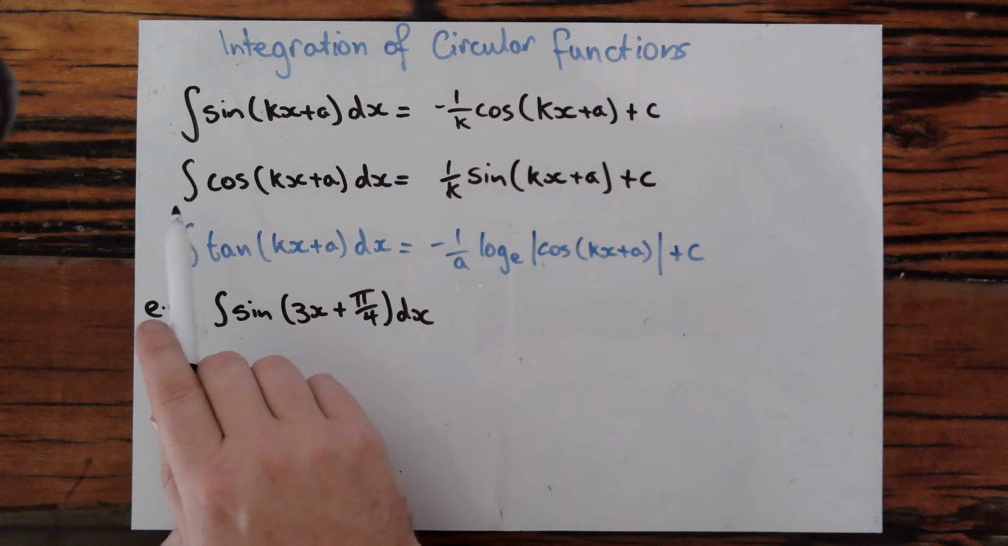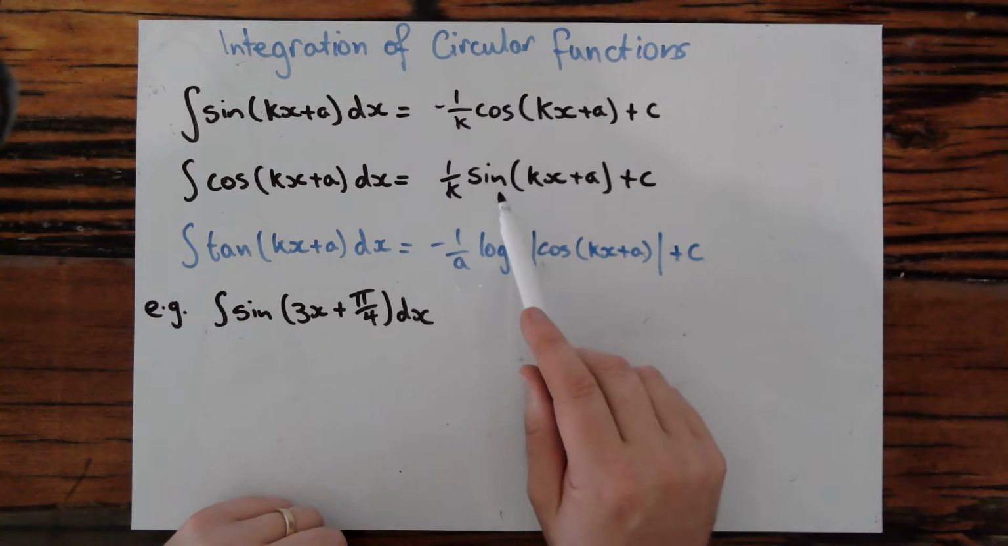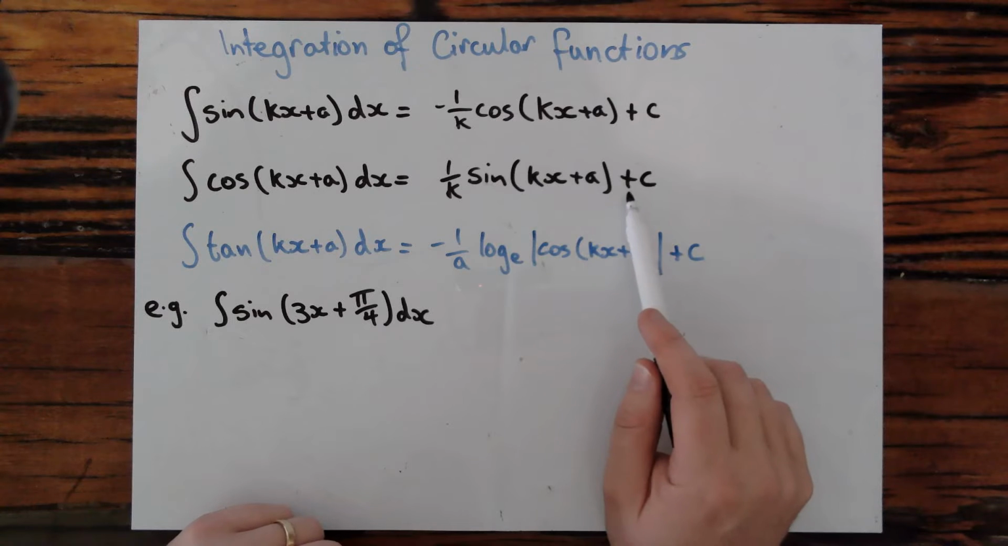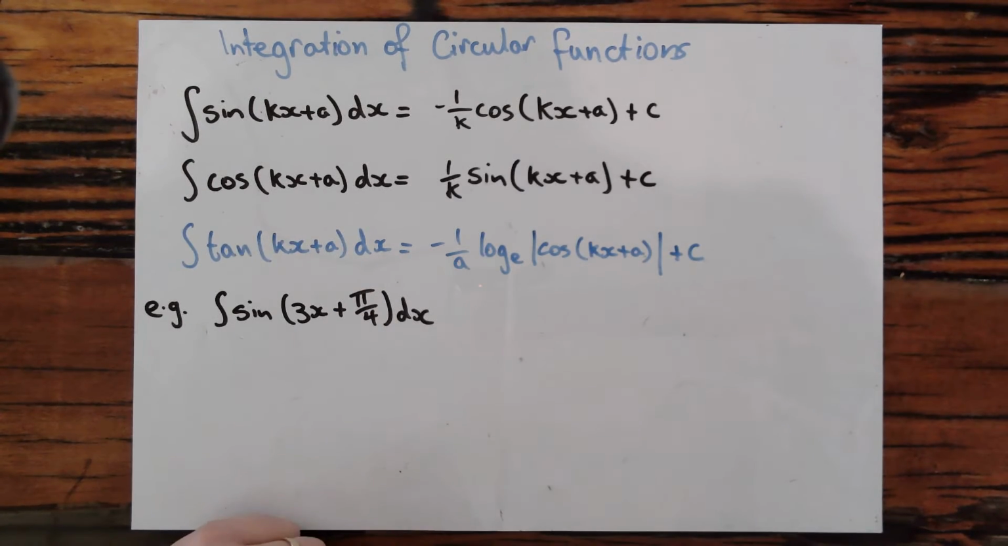And then similarly, the antiderivative or integral of cos of (kx + a) dx is equal to 1 on k sine of (kx + a) + c. Don't forget our plus c's when we don't have our terminals on our integral sign.